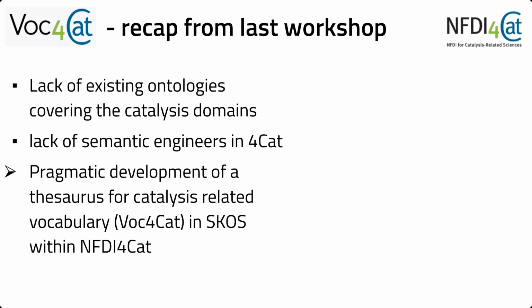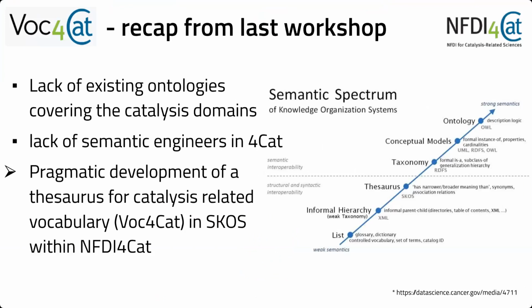Here you see the whole semantic spectrum of knowledge organization systems, and the Voc4cat is currently placed somewhere in the middle. It is a thesaurus, but there's actually an open issue on the GitHub repository, which aims to elevate this to the taxonomy level, to replace these very broad, narrow, broader relationships with more formal is-a relationships. But this is, I think, work in progress.